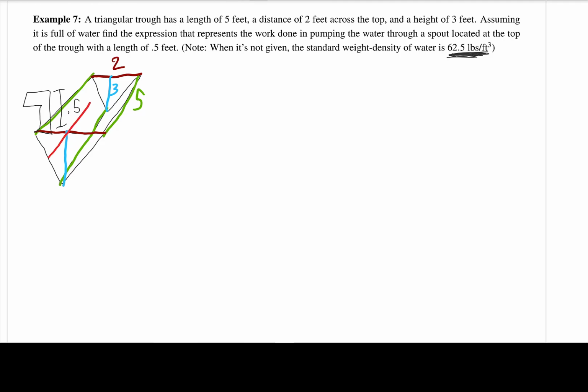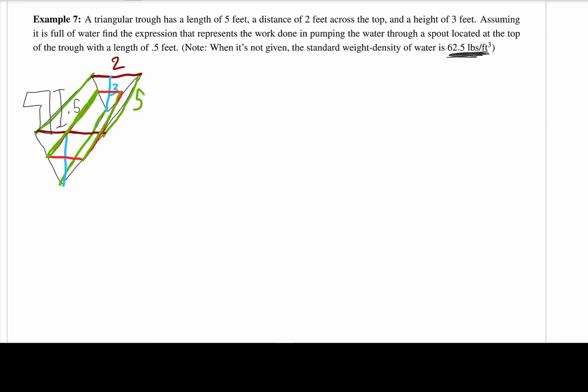Now, let's look at what a slice of this would look like. A slice of this is going to look something like this. It should give us a rectangle. You can think about the top of this trough as a rectangle, and as you take slices lower and lower, they're just smaller and smaller rectangles. One thing I know for sure about this rectangle is that this distance right here isn't changing. This is always going to be the same as the length at the top of the trough, so that's always 5.